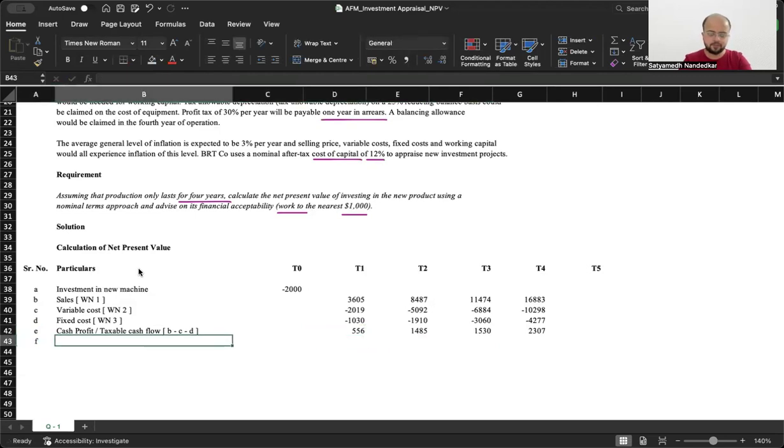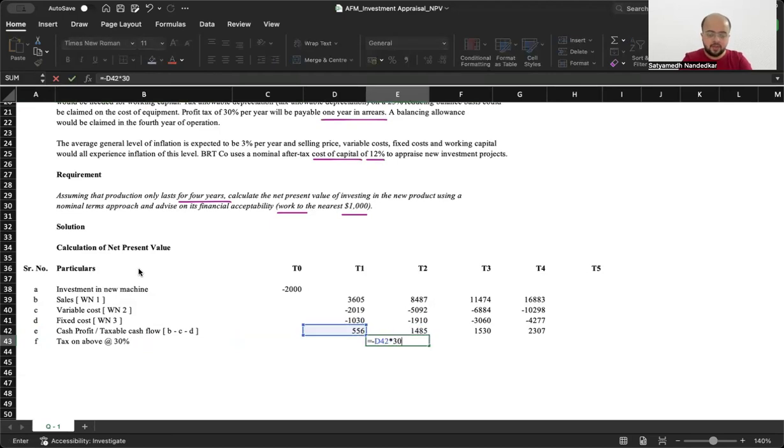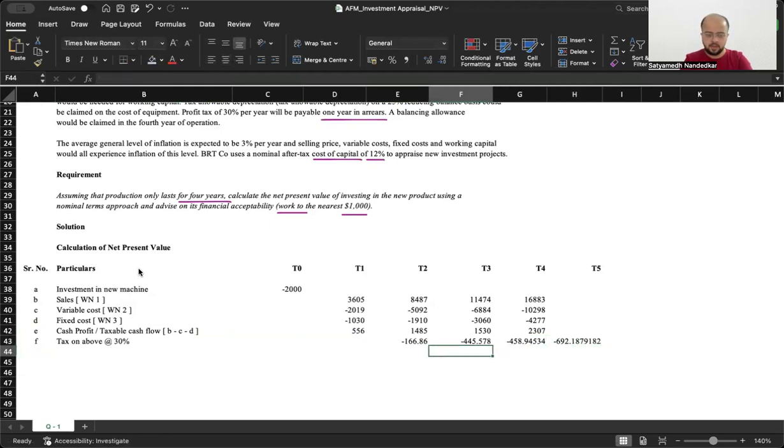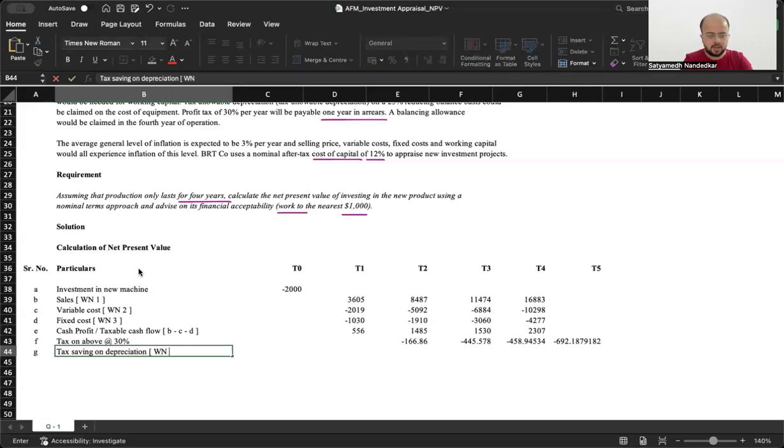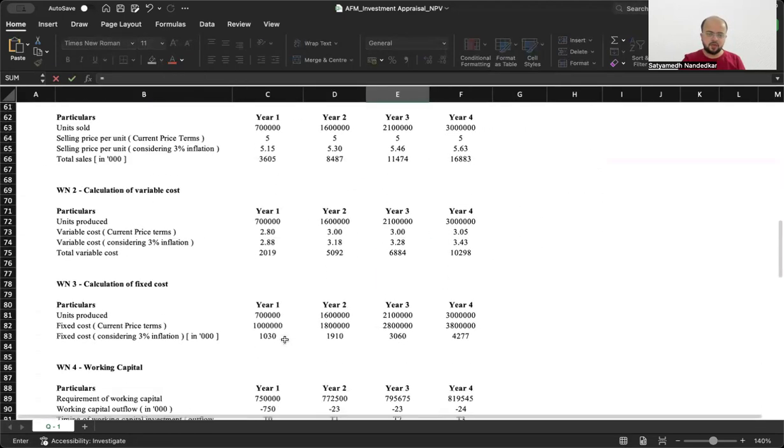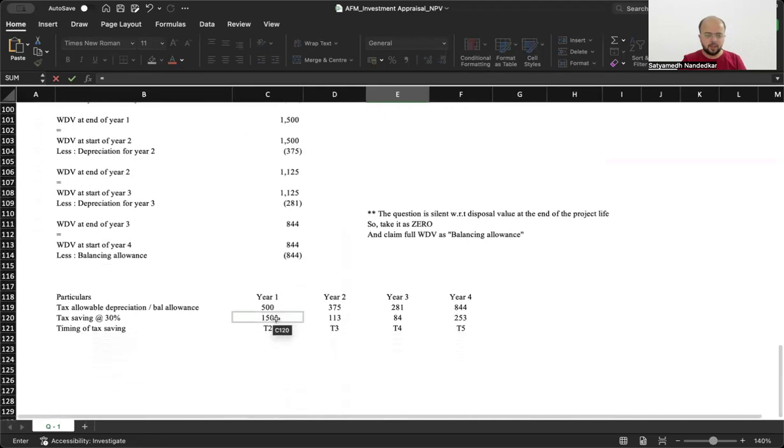Now, tax on above, and these are taxable cash flows. On this you will pay 30% tax, but tax is in arrears, so it will be one year later. Now we'll remove the decimal points and all, don't worry. Tax is done. After that, write tax saving on depreciation. This is essentially working note 5. How will it come? You have the values in working note 5 that you have calculated.